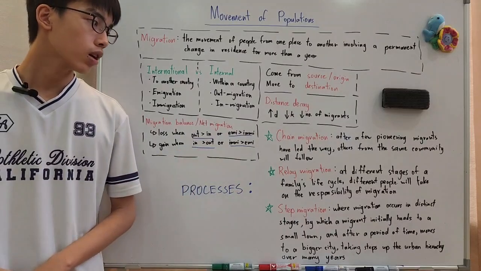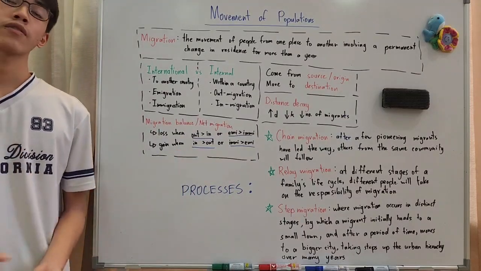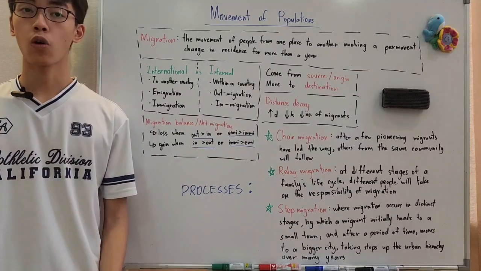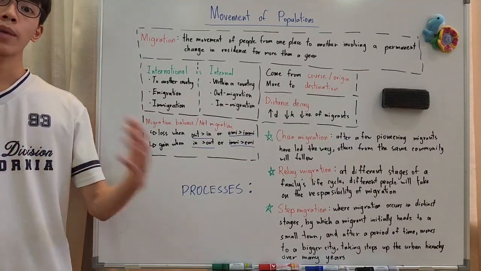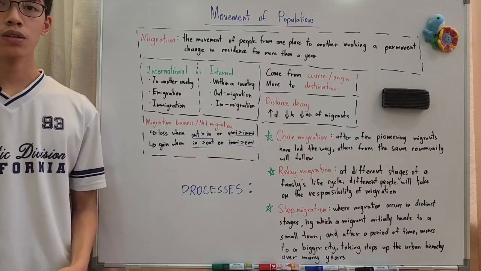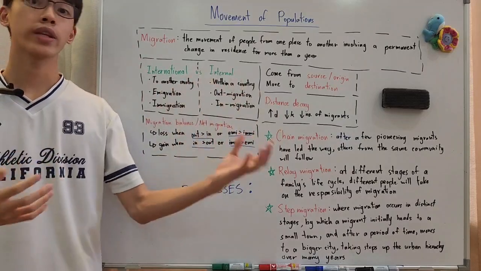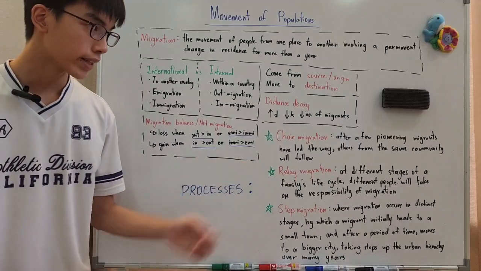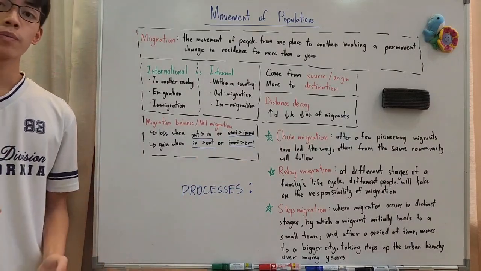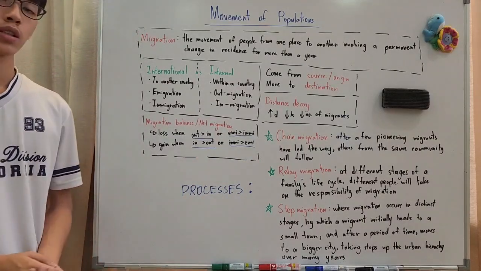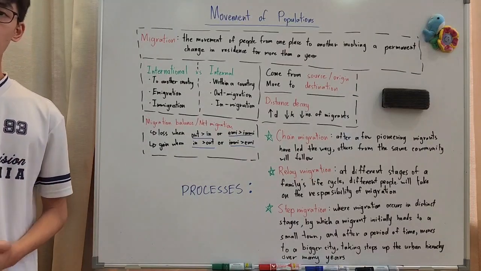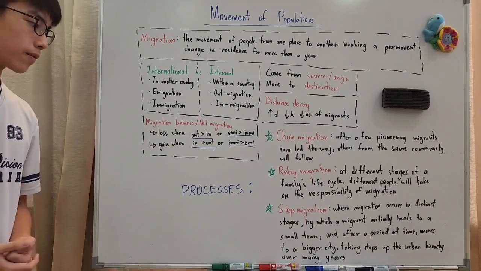You have relay migration, which is when, at different stages of the family life cycle, let's say you have an old person, they're not going to migrate, right? So you have an adult, he migrates, he gets old, he comes back, and then his son will migrate and take on the responsibility. So at different stages of a family's life cycle, different people will take on the responsibility of migration to improve the family's financial position, usually young adults around 15 to 25.